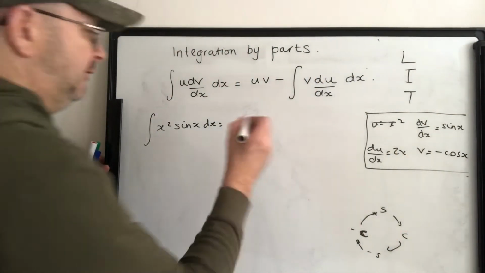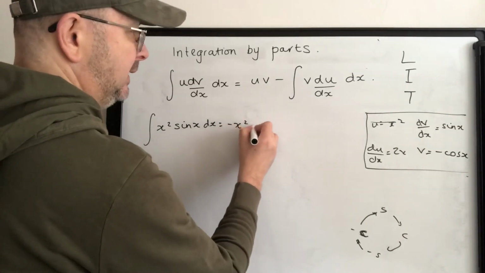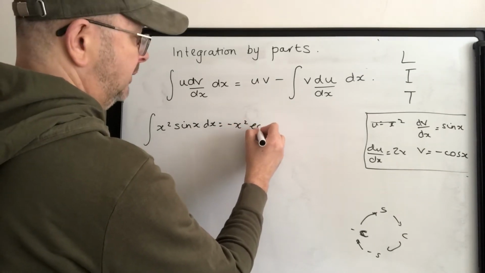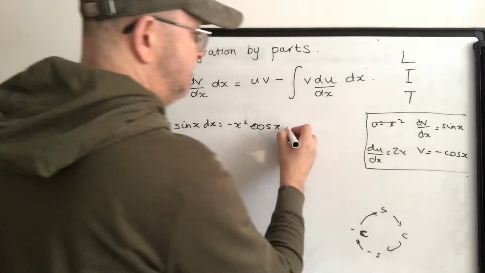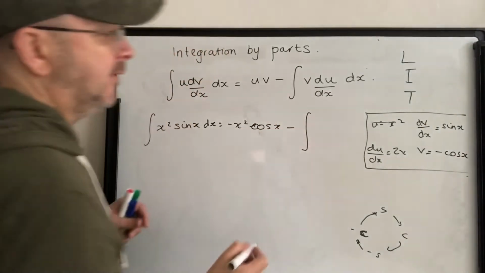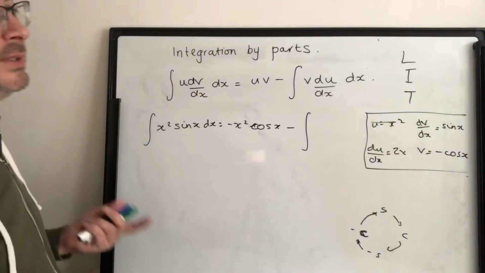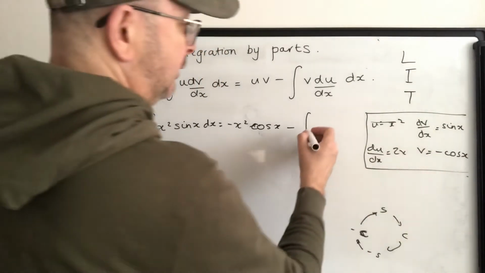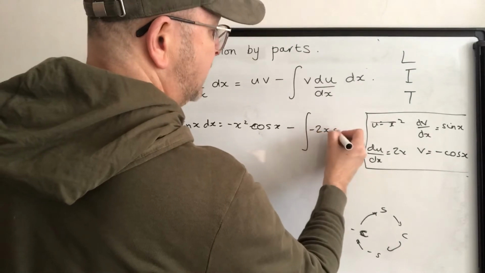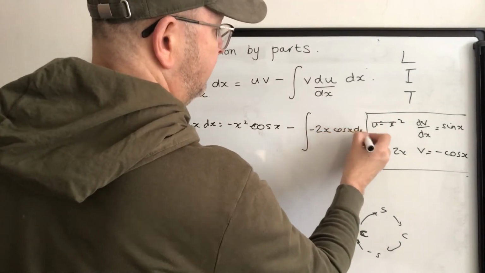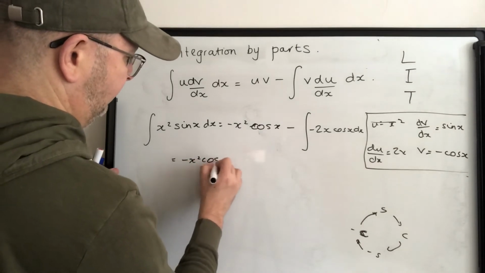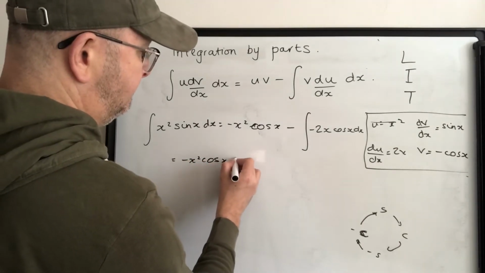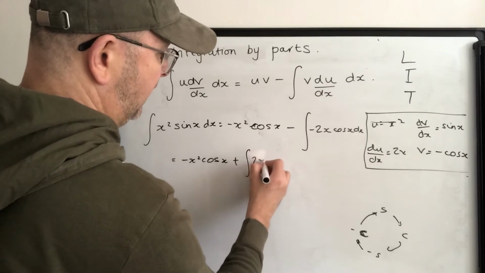So we have uv is minus x squared cos x minus the integral of that times that. Now you can do this in 2 lines. Maybe I'll do it in 2 lines. So minus 2x cos x. So here is minus x squared cos x plus integral of 2x cos x.